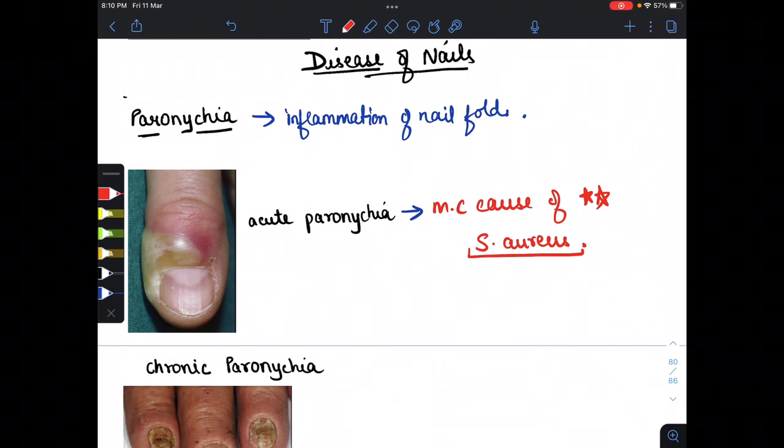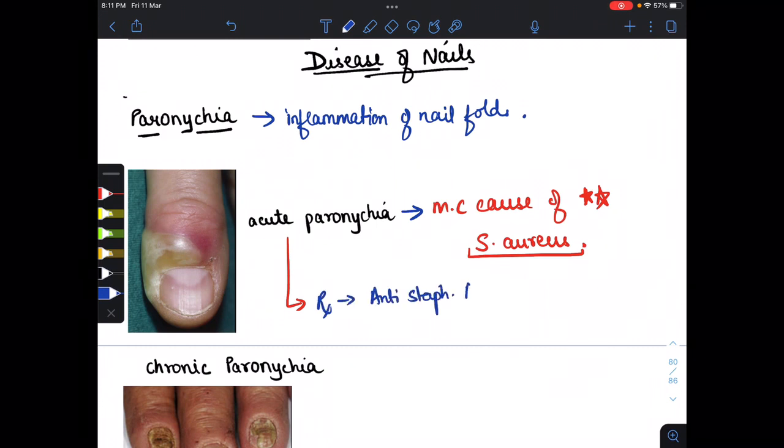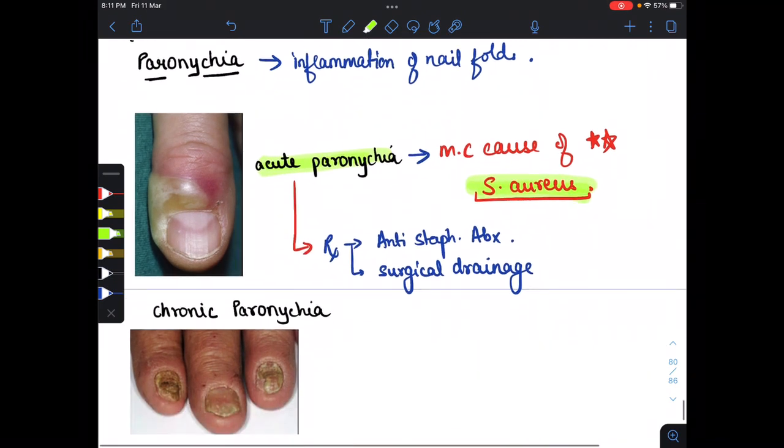Now, if the cause is Staph aureus, for the treatment of acute paronychia we give anti-staphylococcal antibiotics, or we can also do surgical drainage. These two we can do, whichever is preferred. This is acute paronychia, in which the most common cause is Staph aureus.